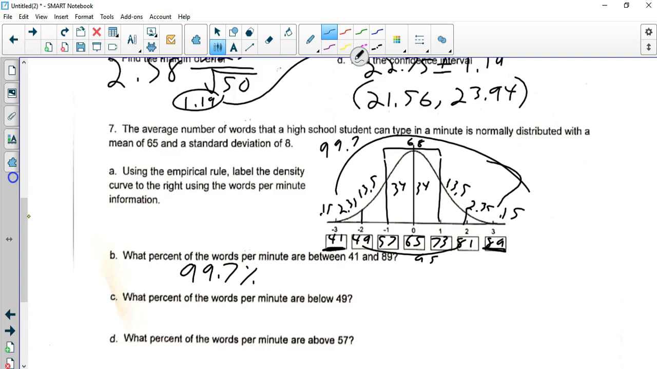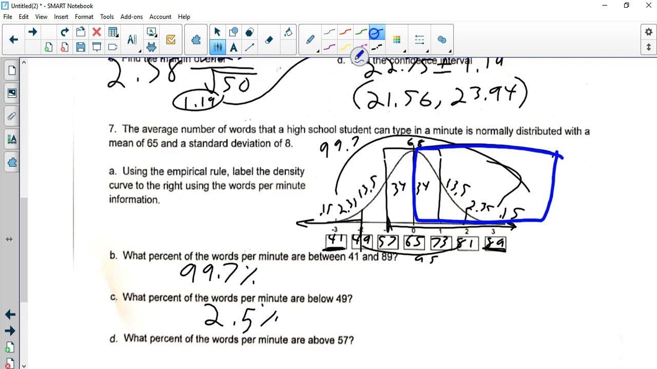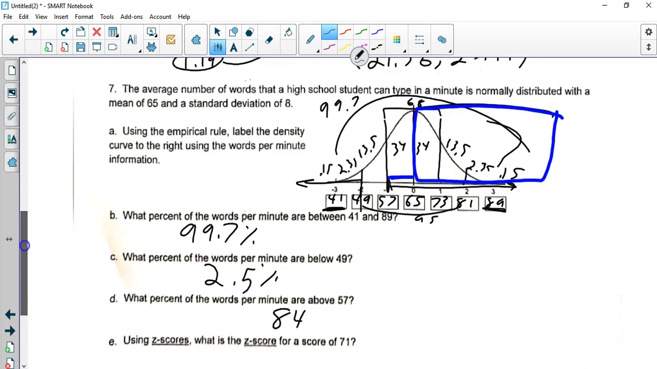What percent are below 49? Well, below 49 is right here, -2 going that direction. So that's 2.35 plus 0.15, which is 2.5%. Above 57. Well, there's two ways to do this. Above 57 starts here and goes that way. You can add 34, 34, 13.5, 2.35, and 0.15. Or think about it. That's supposed to be blue. That's 50% right there. Right? Just add 34 to that. So 50 plus 34, that's 84%.